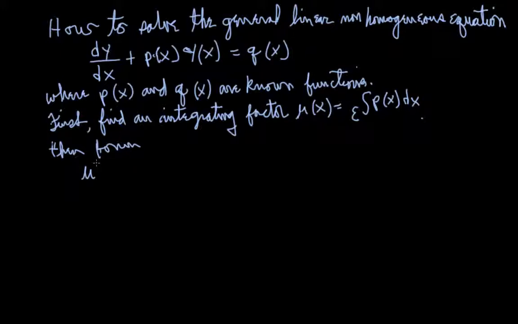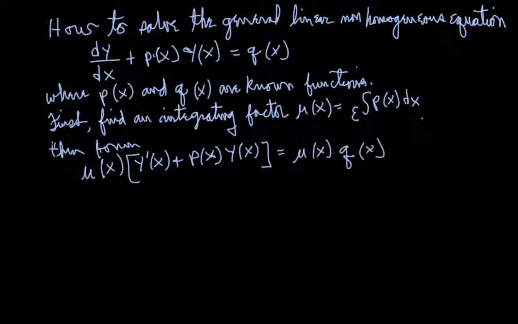Then we form mu times the equation. So you multiply both sides of the equation by mu. If you have the right mu, if you've calculated that correctly, then the left-hand side of the equation should be the derivative of a product, namely the derivative of mu times y, where y is the solution.